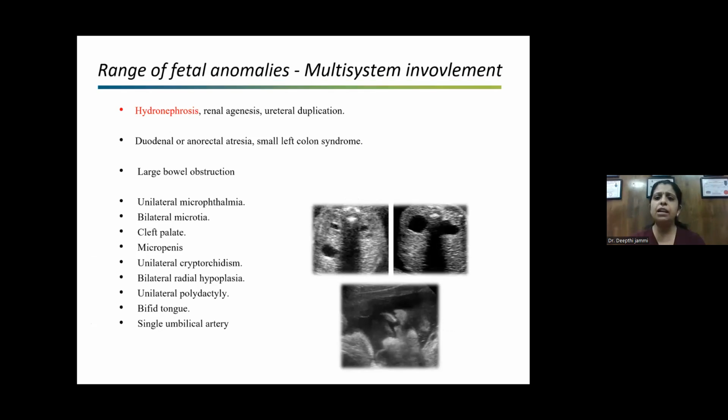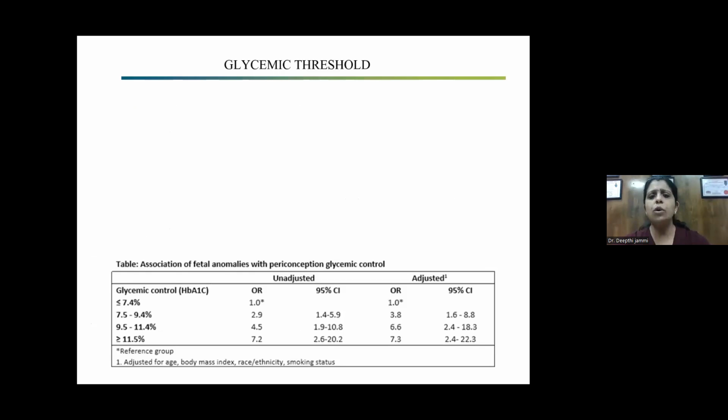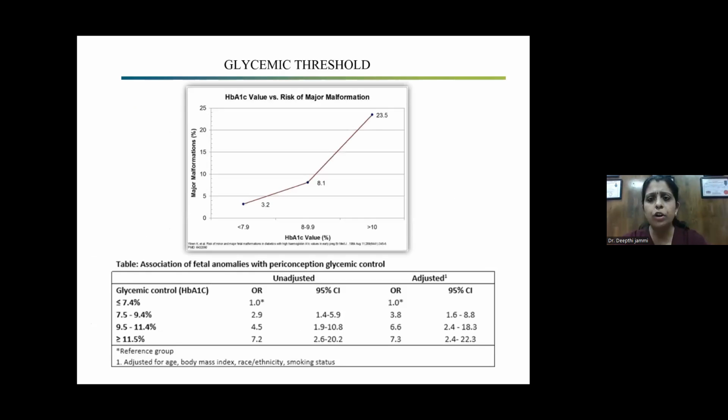As I explained earlier, yes, there are other abnormalities as well. Apart from CVS and CNS, there are hydronephrosis, duodenal atresia, small bowel obstruction, or even cleft lip and palate or single umbilical artery. So what is the importance of HbA1c?